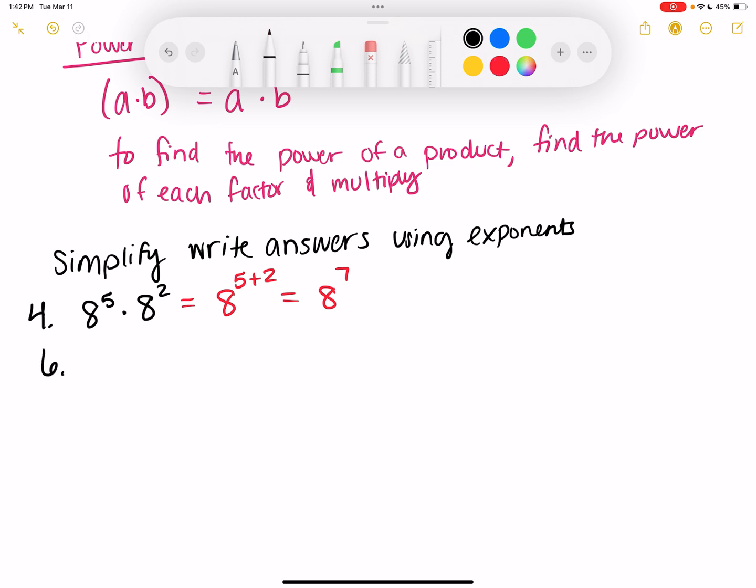Number 6, 9 times 9 to the 5th. So this one's a little different because I don't see an exponent on this first 9, but is there one? Yes. What is it? 1. There's an exponent of 1 here. So this would be 9 to the 1 plus 5, which is 9 to the 6th.